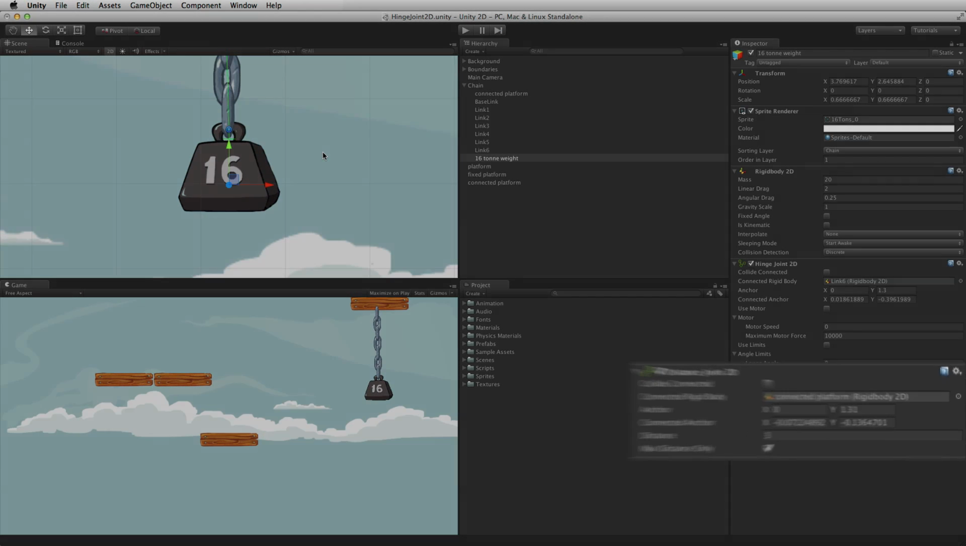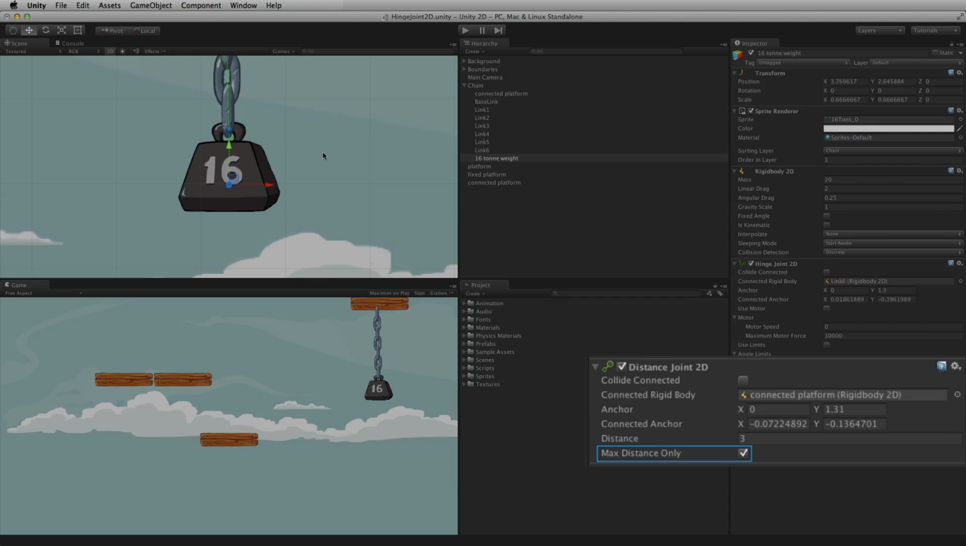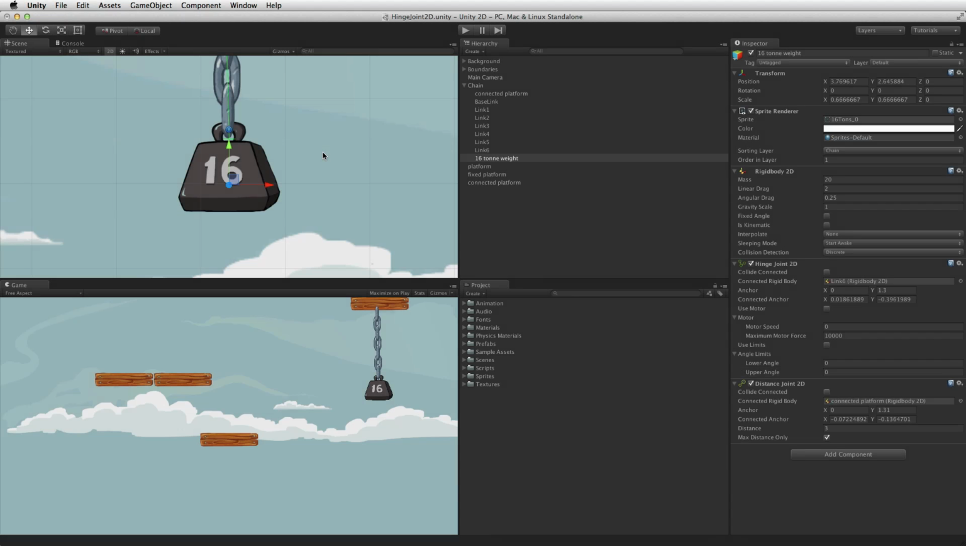It is worth noting that a distance joint 2D with max distance only enabled has been added to the weight to limit the maximum distance of the weight from the base link, and to make the chain perform more realistically. For more information on the distance joint 2D, please see the information linked below.